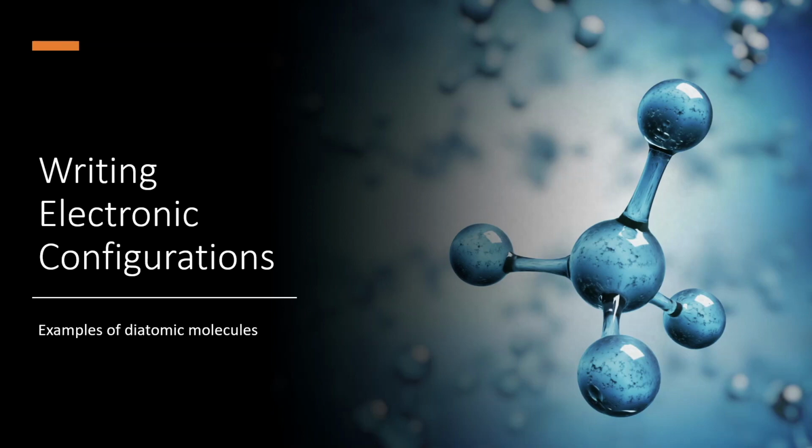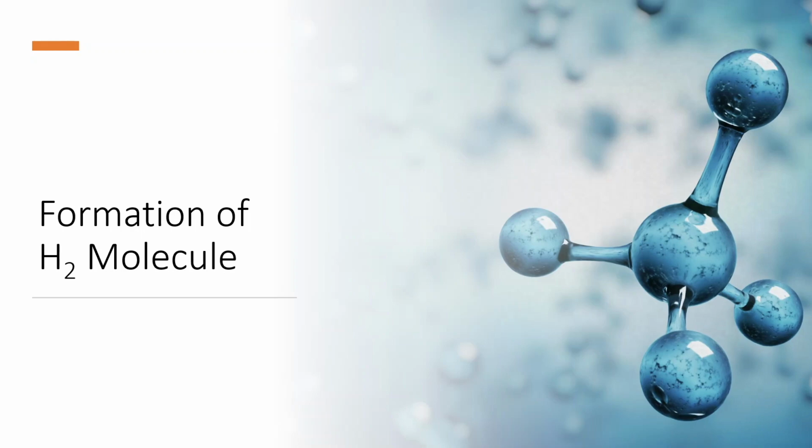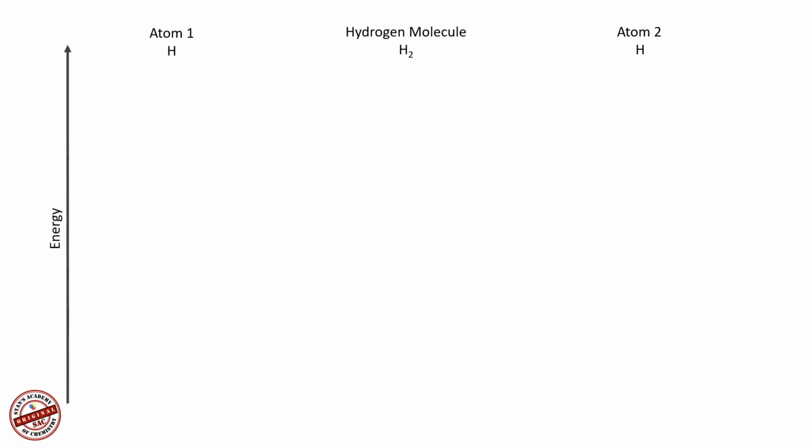Writing electronic configurations, we're going to take a couple of examples here and write the electronic configurations and see how we can use molecular orbital theory for explaining their properties. First, we will look at the formation of the hydrogen molecule. We have two hydrogen atoms, atom 1 and atom 2, on the left and extreme right. In the middle we have the hydrogen molecule.